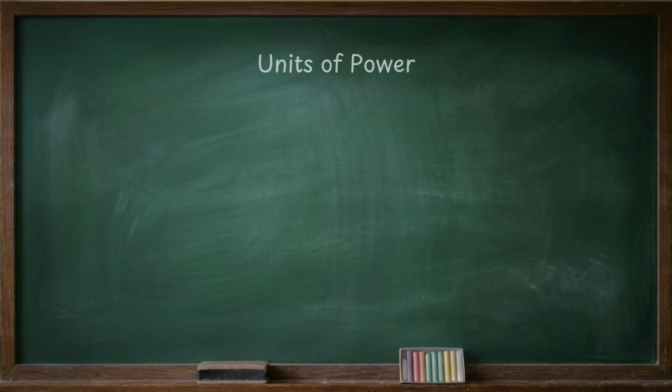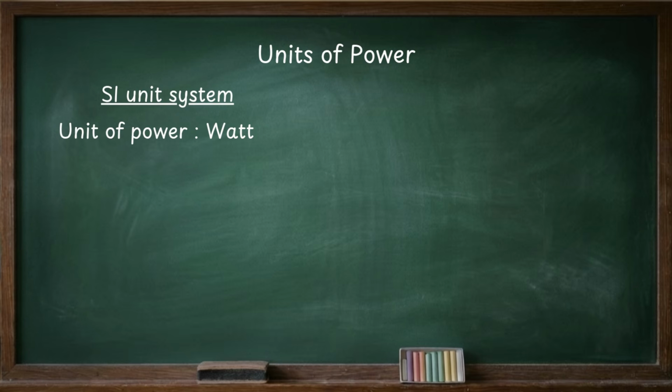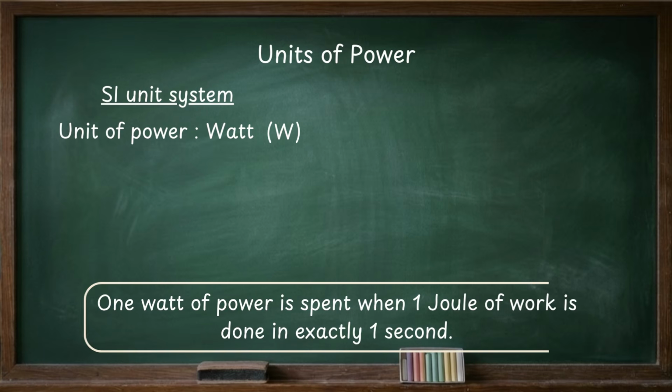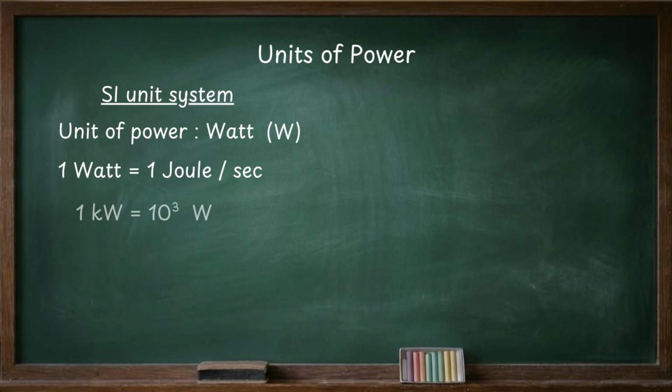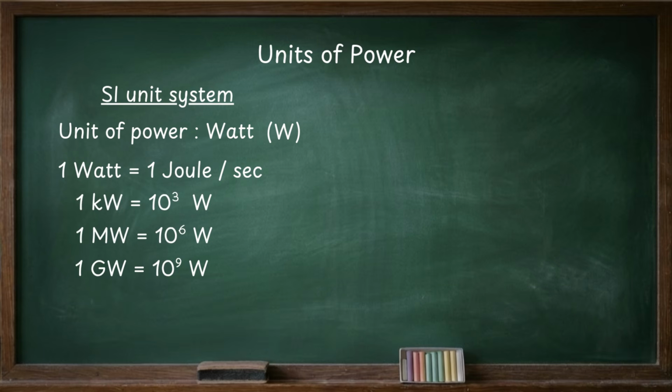Now, let's look at the units of power. The SI unit of power is the watt. It is abbreviated as capital W. 1 watt of power is spent when 1 joule of work is done in exactly 1 second. That means 1 watt is equal to 1 joule per second. Bigger units of power are kilowatts, megawatts, and gigawatts. And smaller units of power are milliwatts and microwatts.